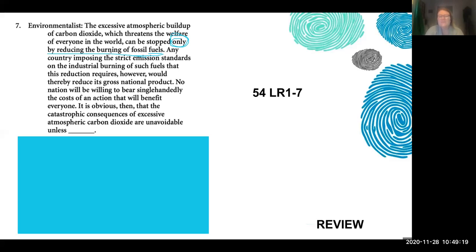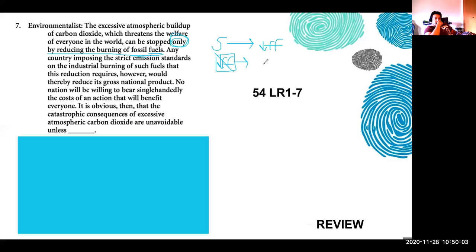So only. We were going to diagram this, which we don't have the diagram on the test, but just for a visual, if we were going to stop the buildup of carbon dioxide in the world, what would that mean that we did? We reduced the burning of fossil fuels. Yes. So reduce fossil fuels. I'm just going to do lower fossil fuels. What happens if we do not lower fossil fuels? We will not reduce the buildup of carbon dioxide. Yes, we will not stop it. Correct.